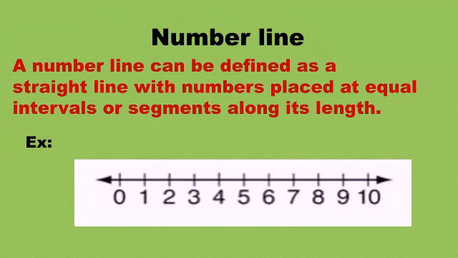First we will learn what a number line is. A number line can be defined as a straight line with numbers placed at equal intervals or segments along its length. That means a number line is a straight line with numbers placed at equal intervals. Intervals means the gap between two numbers.